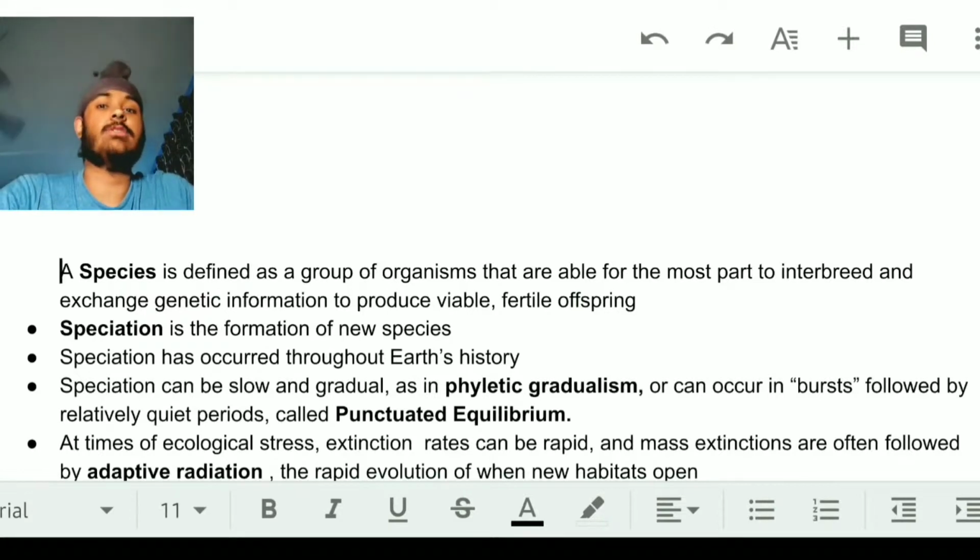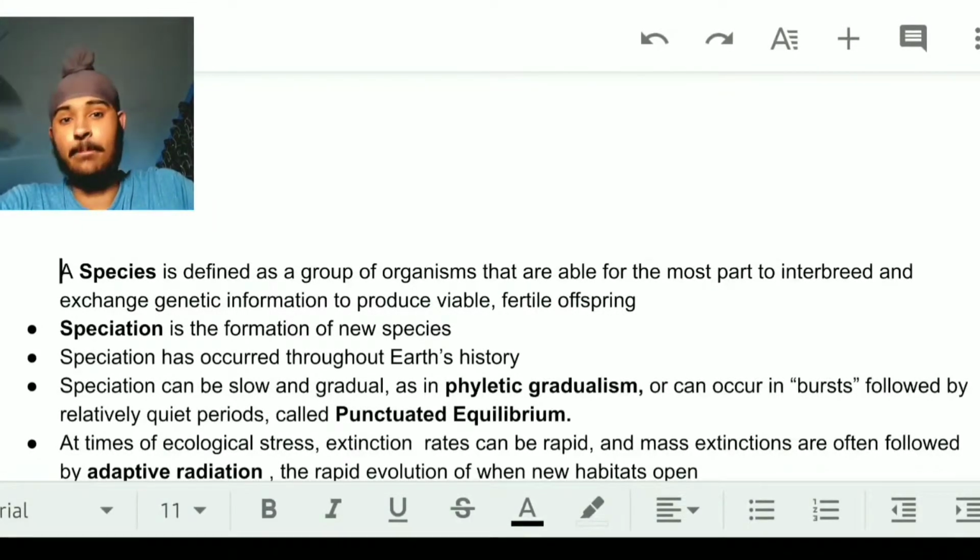So, what is speciation? Speciation is pretty much the formation of new species over time as they evolve. So, what is a species? A species can be defined as a group of organisms or individuals that are able to interbreed and exchange genetic information to produce viable, fertile offspring. So, they have to make sure that the offspring is fertile.